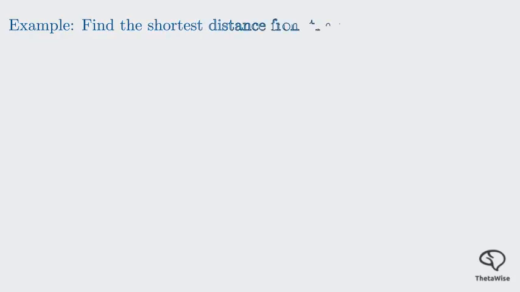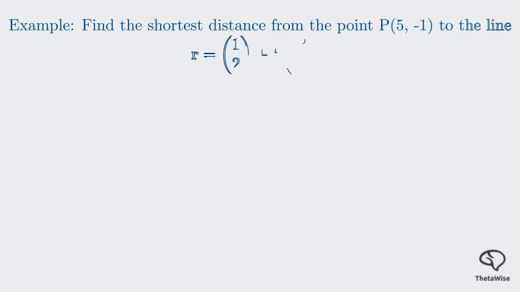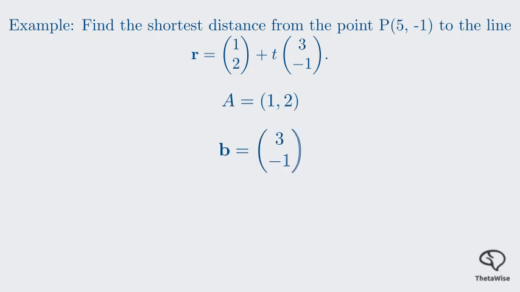Let's apply this method to an example. A line has the vector equation R equals the vector (1, 2) plus t times the vector (3, negative 1). We need to find the shortest distance from the point P with coordinates (5, negative 1) to this line. First, let's identify the key components of our line. The point A on the line is (1, 2), and the direction vector B is (3, negative 1).